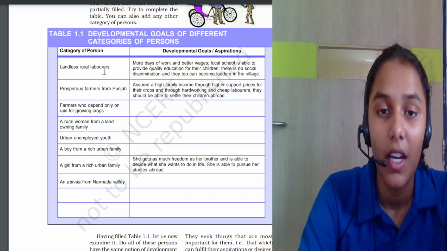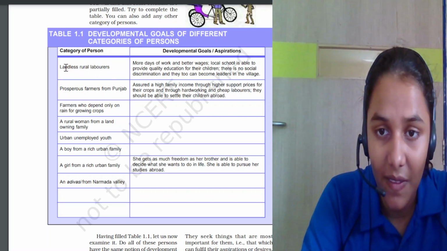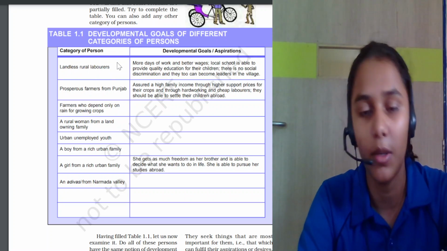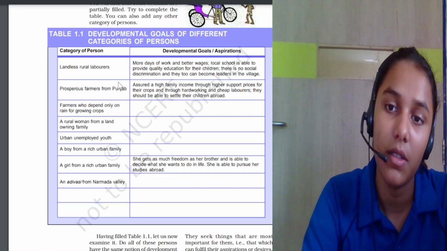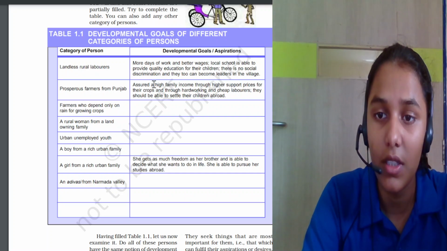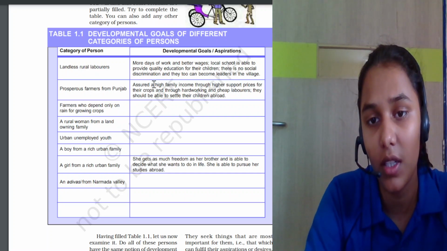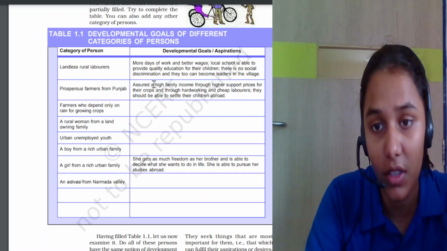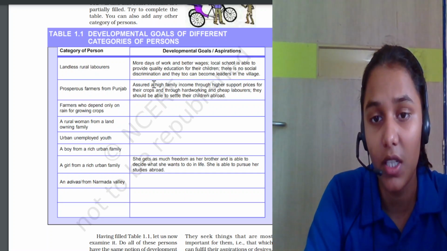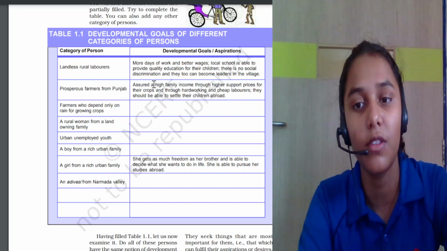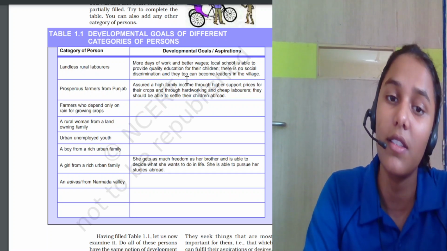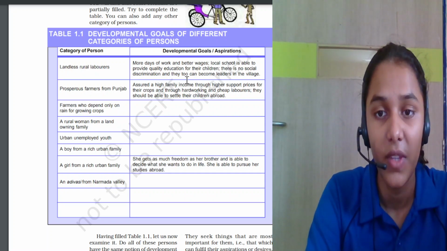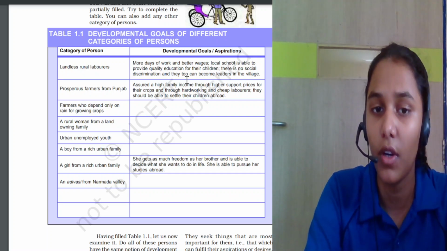That is, the development goal of a landless rural laborer. He wants more days of work and better wages. And a local school is available to provide quality education for their children. There is no social discrimination, and they too can become leaders in the village. So these are the aspirations that a landless rural laborer wants. So this is what development is for him.